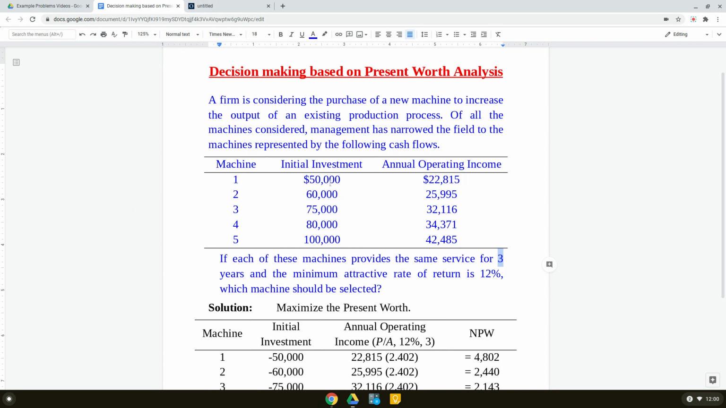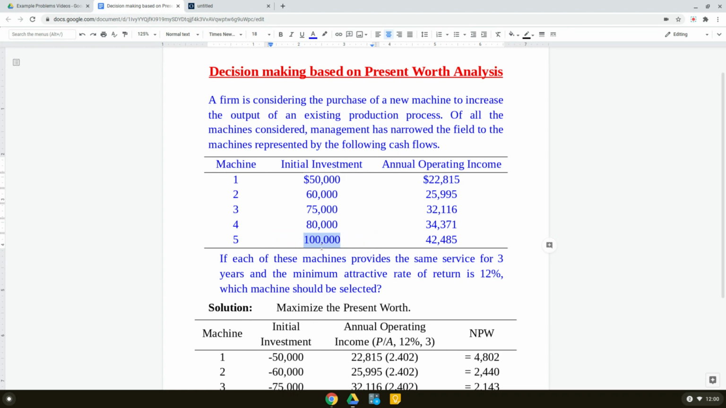And then we have some cash flows for each alternative that are shown. Initial investment in each machine. So that's a negative cash flow, because we are going to spend that money to buy the machine. So for machine one, the initial cost of the machine is $50,000. Machine 2 is $60,000, and so on and so forth. So it looks like machine 5 is the most expensive with $100,000 initial investment, right? So that's just one number.